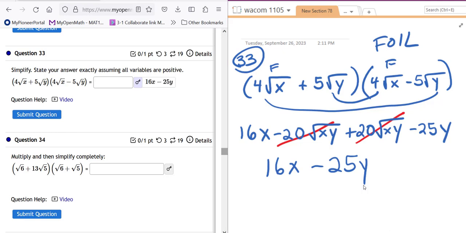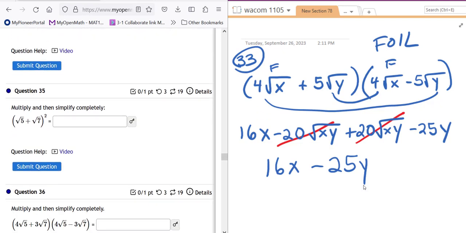All right, so I'm going to skip the next one. Just remember, things outside the radical multiply, things underneath the radical multiply. And same square root times itself removes the radical.